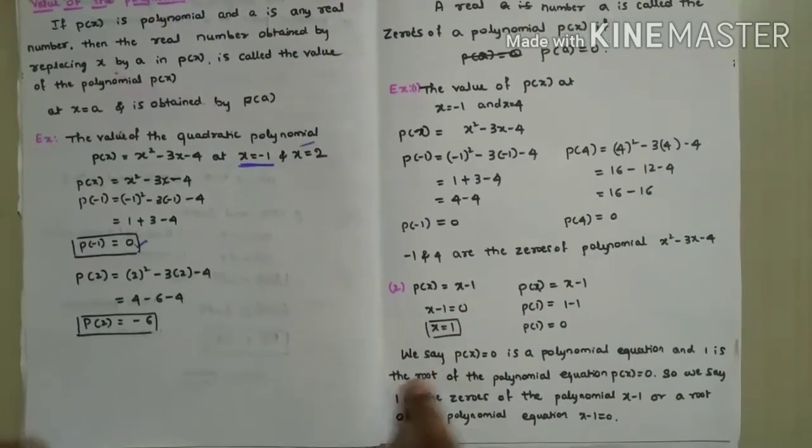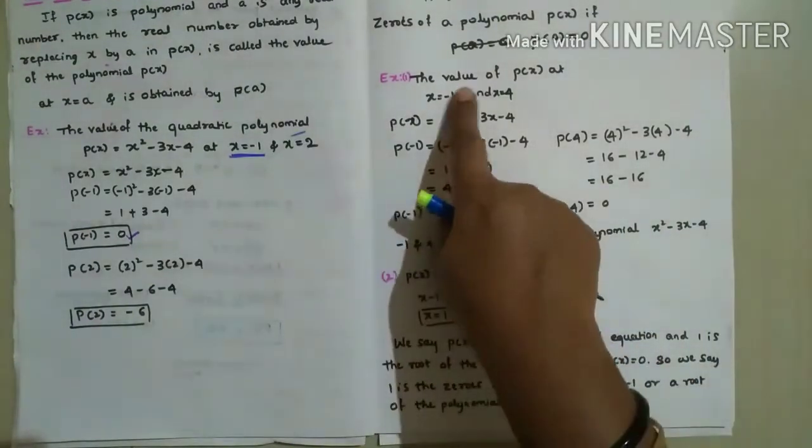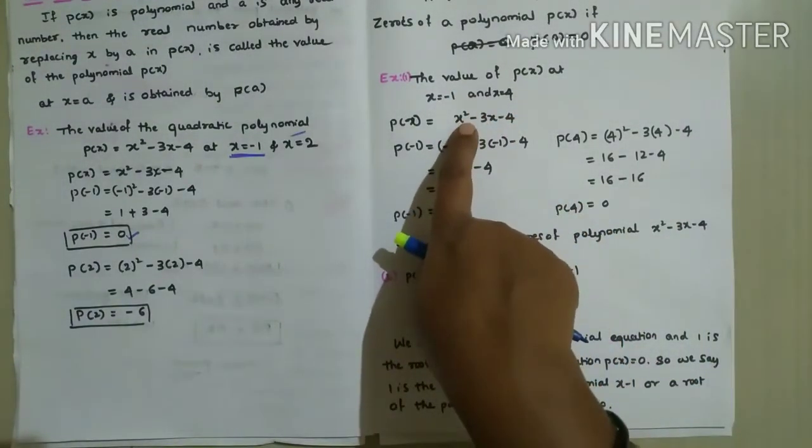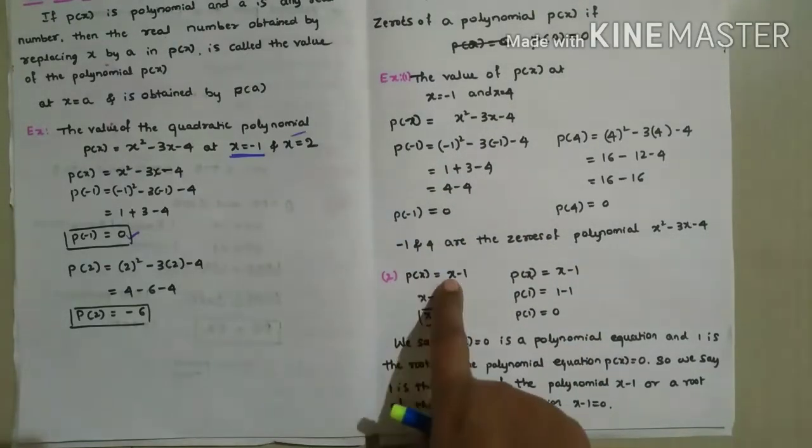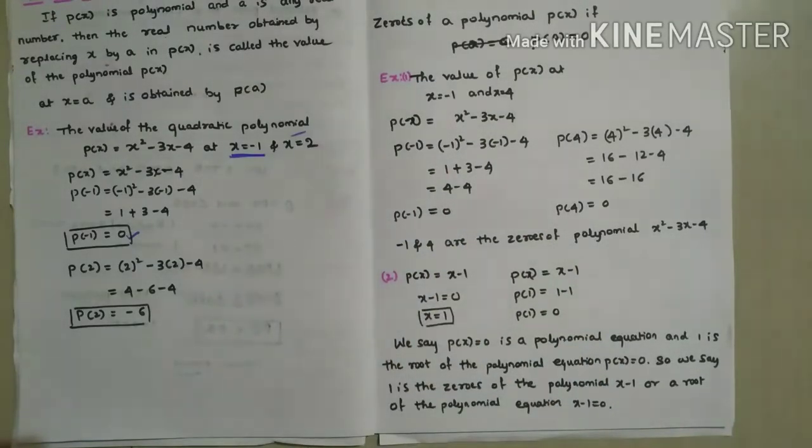One more example I considered here. This is a quadratic polynomial because the highest degree is 2 here. Now I consider the linear polynomial p of x equal to x minus 1. Just observe this.